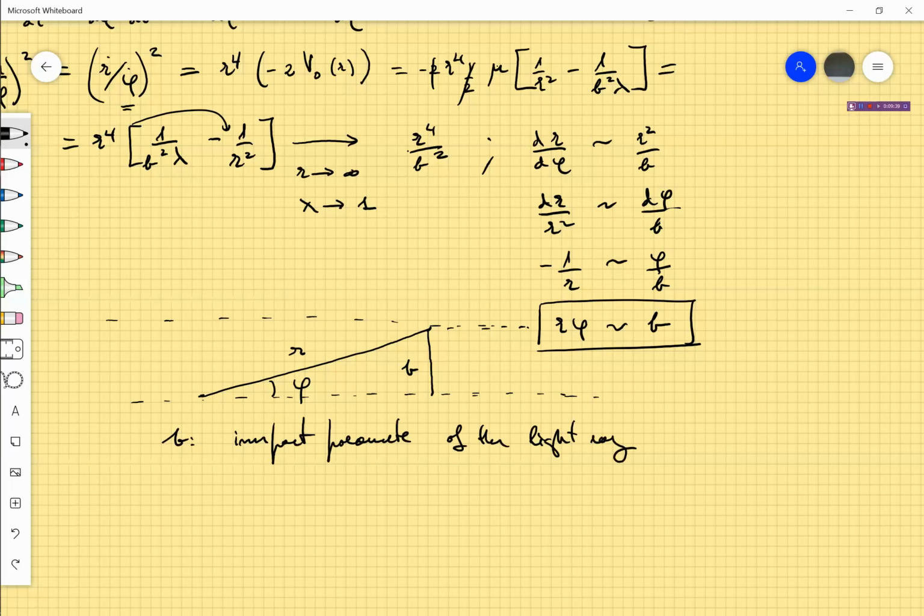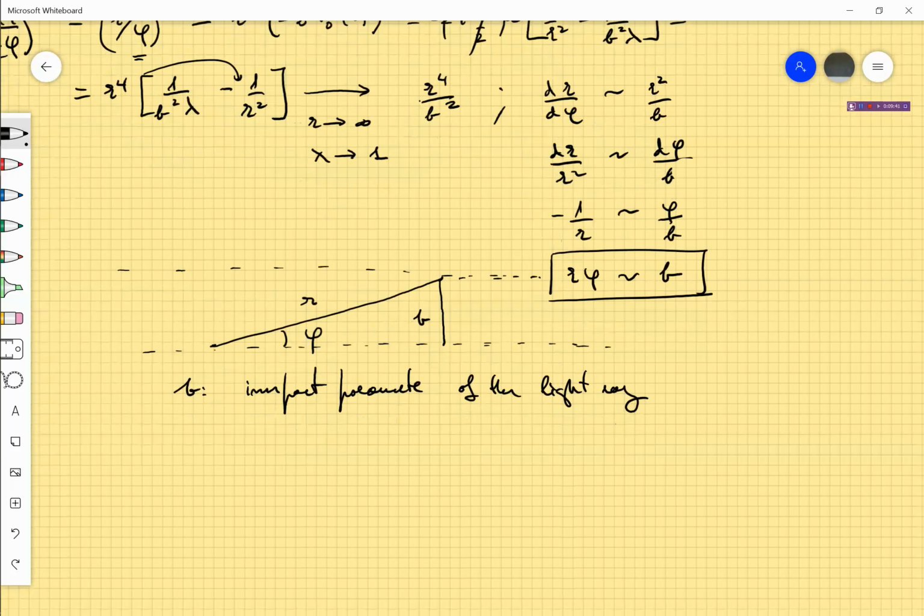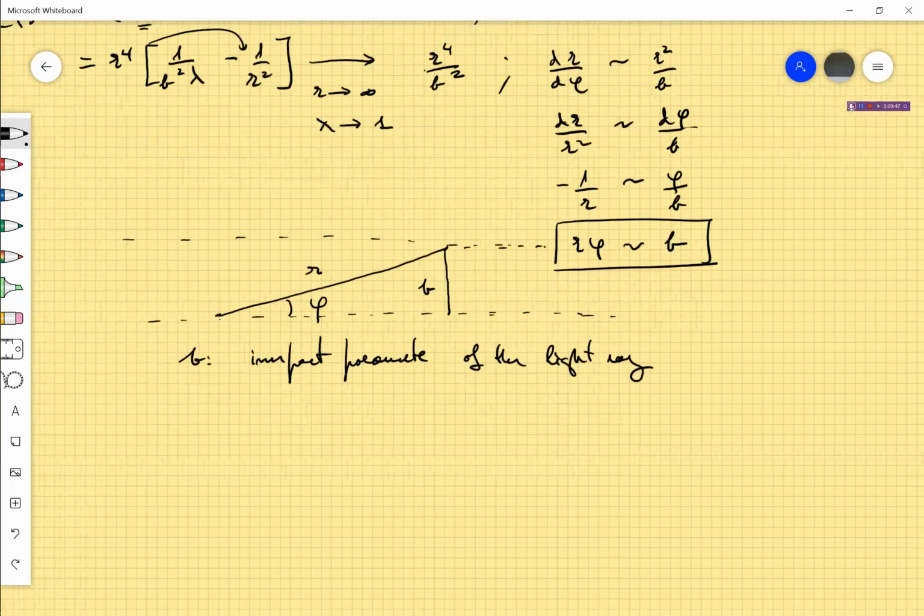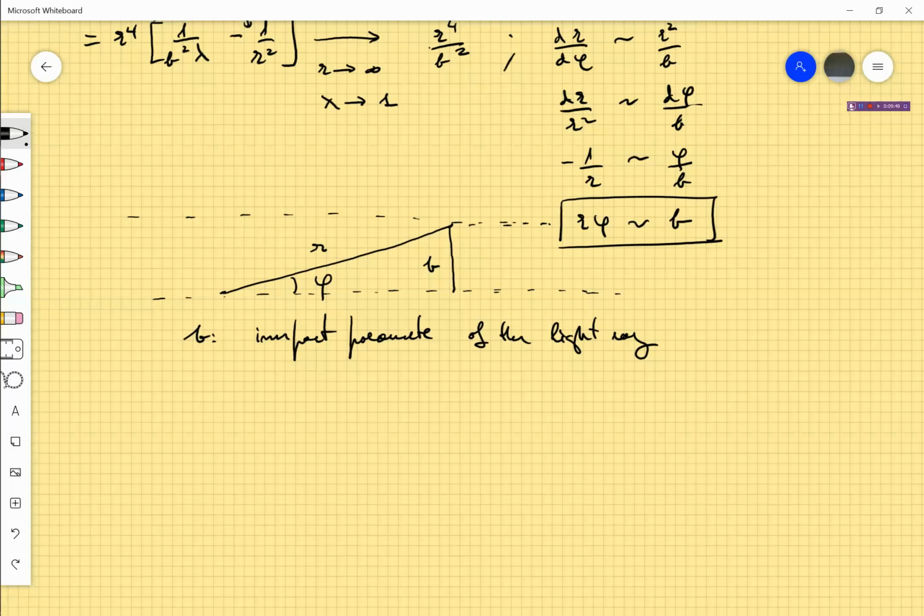So the conclusion is that instead of two independent integration constants as you have in the massive case, in the massless case, the motion is determined by a single constant of motion which has the interpretation of the impact parameter.